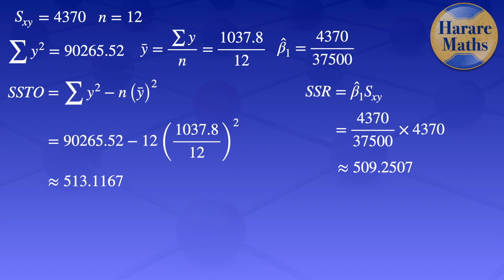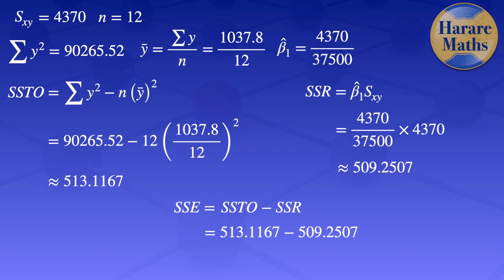I now go on and look at the sum of squares error. The sum of squares error is sum of squares total minus sum of squares regression. And when we use the sum of squares total that we have there, and the sum of squares regression that we've just calculated, our sum of squares error is 513.1167 minus 509.2507, which will give us 3.866. So that's the sum of squares error.